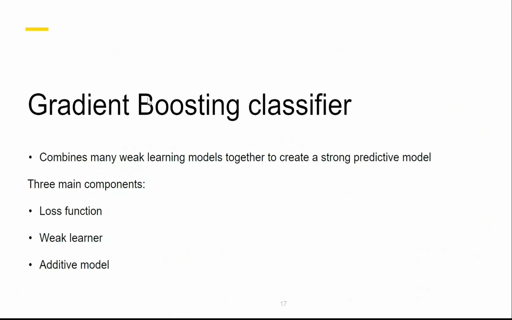First, let's take a look at the gradient boosting classifier. This method combines many weak learning models together and then creates a strong predictive model. It contains 3 main components: loss function, weak learner, and additive model. Let's talk about its advantages.